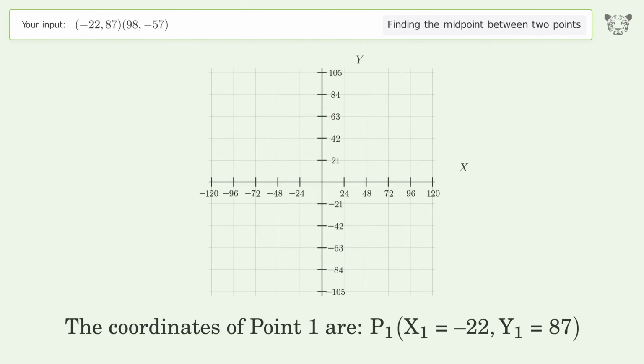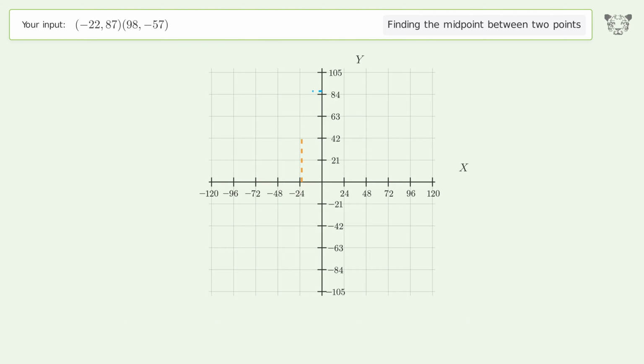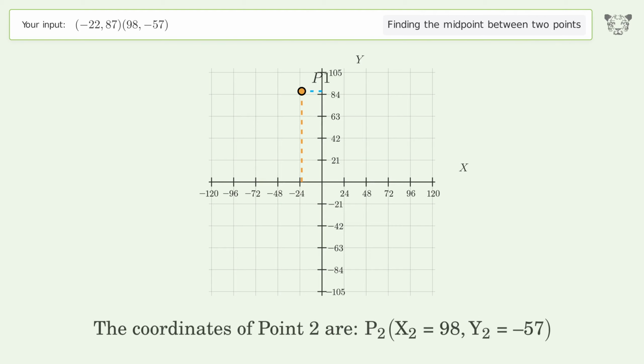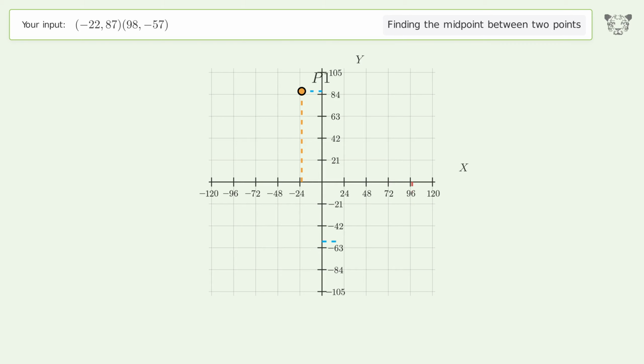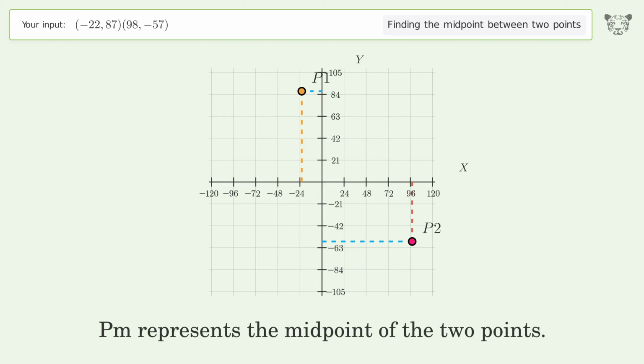The coordinates of point 1 are, x1 equals -22, y1 equals 87. The coordinates of point 2 are, x2 equals 98, y2 equals -57. PM represents the midpoint of the 2 points.